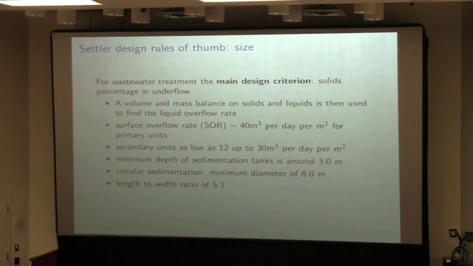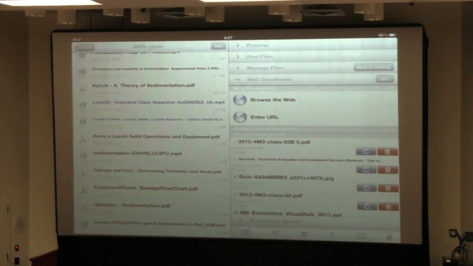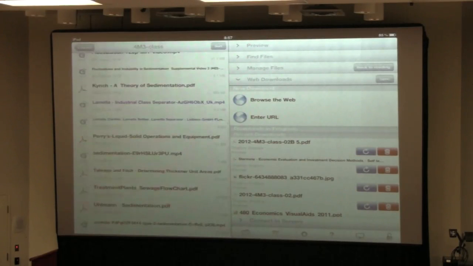We most often find these tanks have a minimum diameter of 6 meters, and then there's usually a length to width ratio that's obeyed for rectangular tanks of 5 to 1. So just that terminology on what's the overflow rate. This is for a primary unit. This is for a secondary unit. That refers just to the flow sheets. So I have the treatment plants. Where is it now? I have the flow sheet here of the Burlington wastewater treatment.